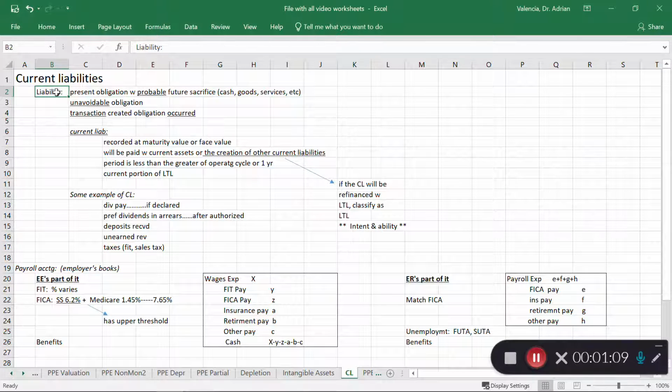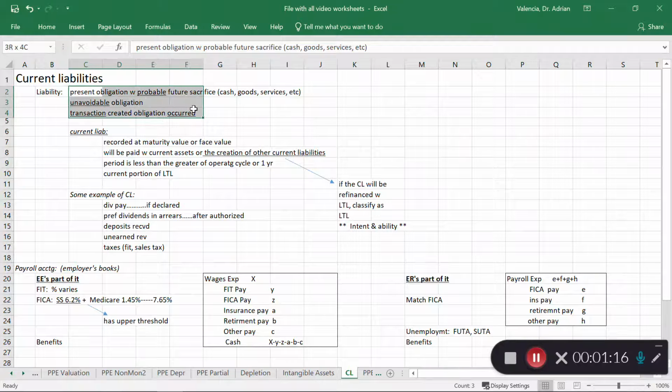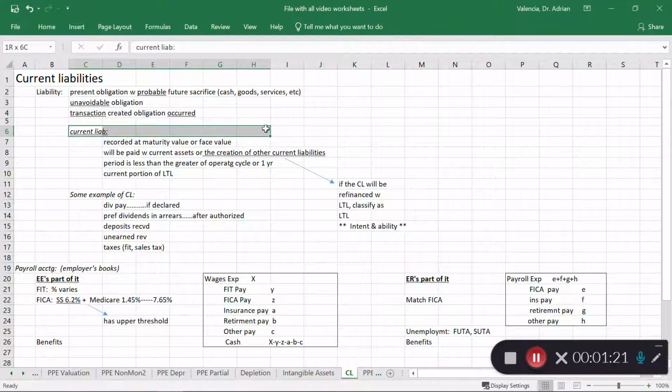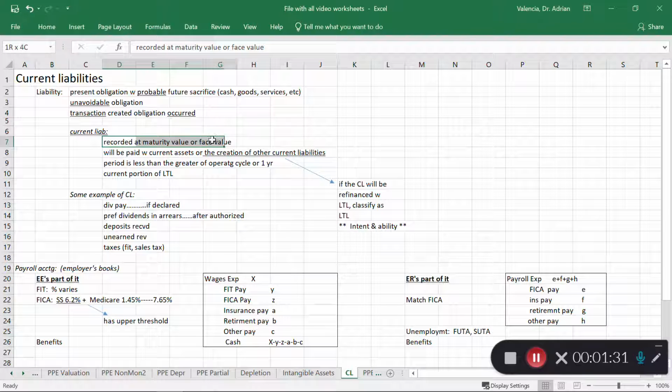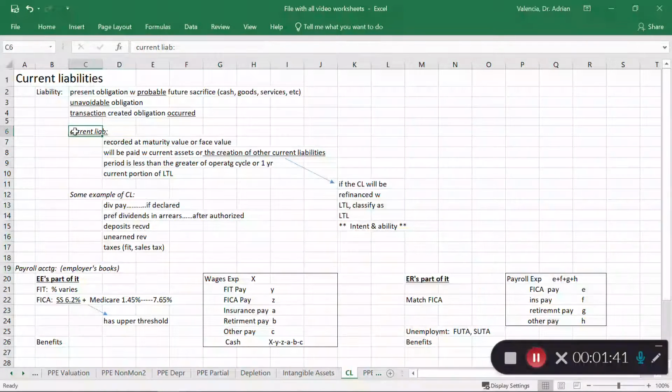Now, more specific to current liabilities, when we talk about current liabilities, you're assuming you've met these three criteria, but on top of that, we're going to have a few more things related specifically to current liabilities. The first thing is this: they're recorded at the maturity value or the face value. And contrast this to a long-term liability. A long-term liability normally is recorded at the present value of the future cash flows, not with a current liability. With a current liability, we're just going to state it and put it in the books at whatever the face amount is.